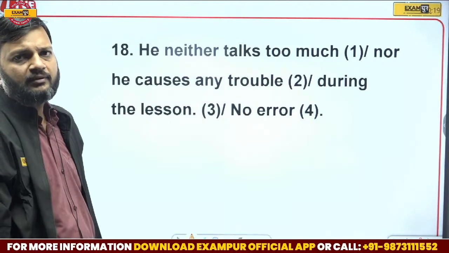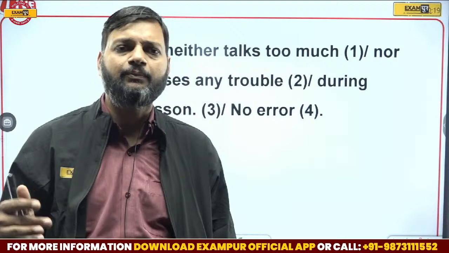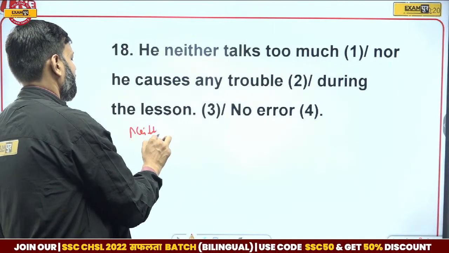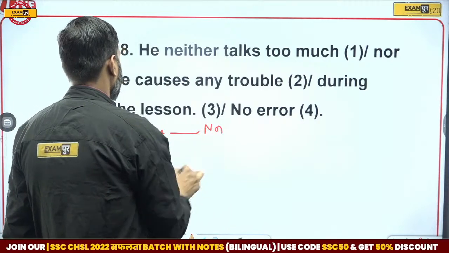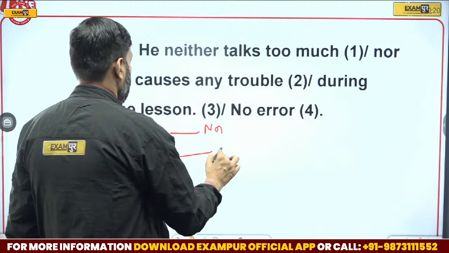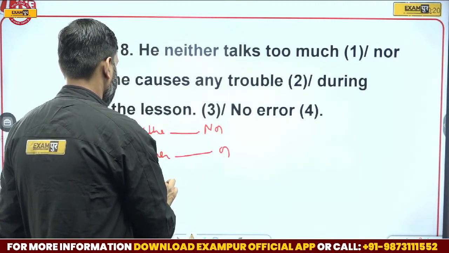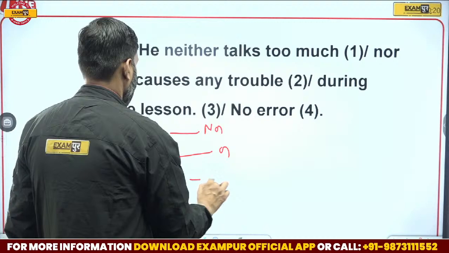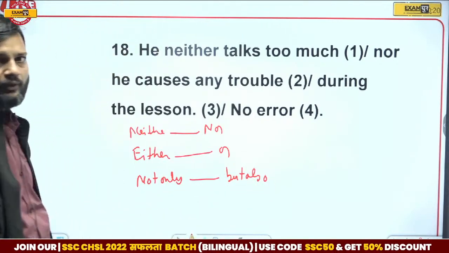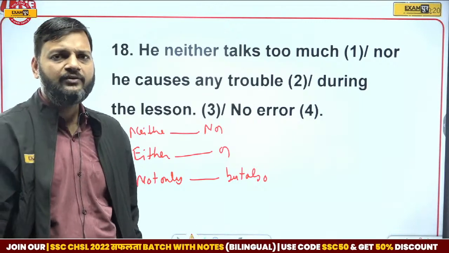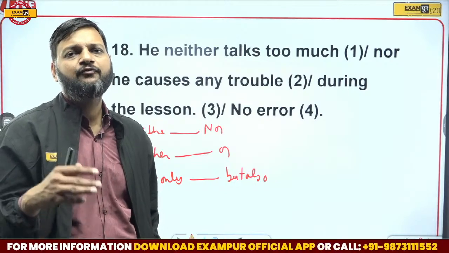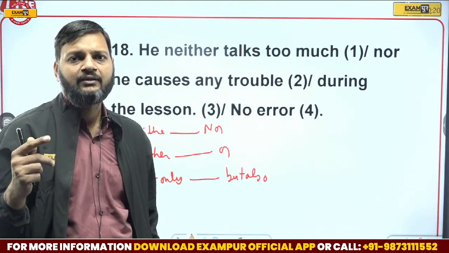Correlative conjunctions are the conjunctions which are used in pair. For example, neither nor, either or, not only but also. These are correlative conjunctions. And the simple rule is both the parts of a correlative conjunction must be followed by the same structure.